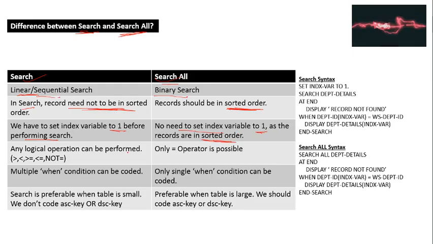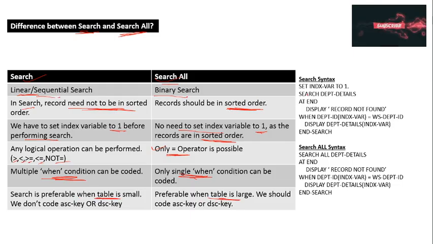In SEARCH any logical operation can be performed, like greater than, less than, greater than or equal to, less than or equal to, not equal to, and equal to as well. In SEARCH ALL only one operator is possible. Multiple WHEN conditions can be coded in SEARCH, but in SEARCH ALL only a single condition is coded. SEARCH is preferable when the table is small, and SEARCH ALL when the table is large.